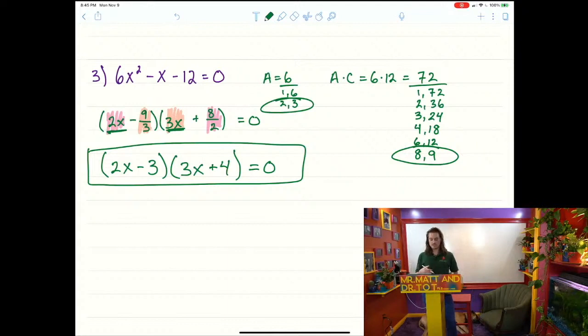So I need to divide the 9 by 3 because the 9 will be multiplied by 3 in the inner times inner calculation. And I need to reduce the 8 by a factor of 2 because it's going to be multiplied by a coefficient of 2 in the outer times outer calculation. So 2x minus 9 over 3 times 3x plus 8 over 2 reduces to 2x minus 3 quantity times 3x plus 2.